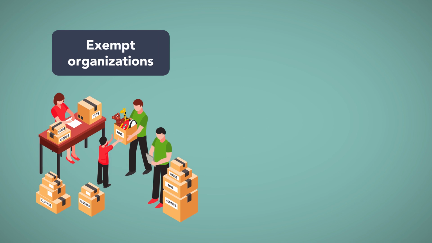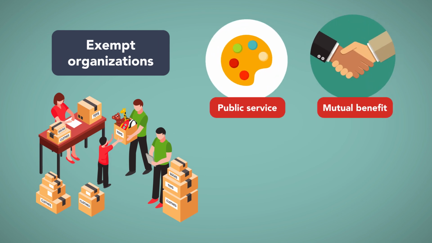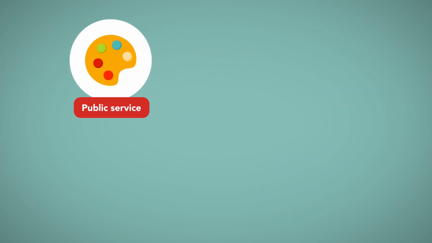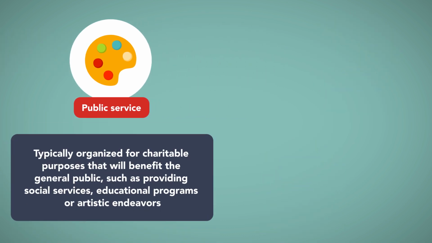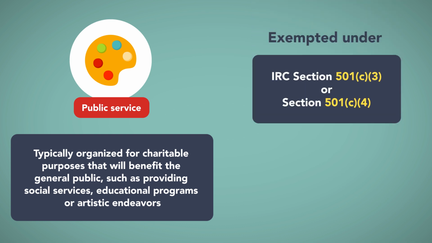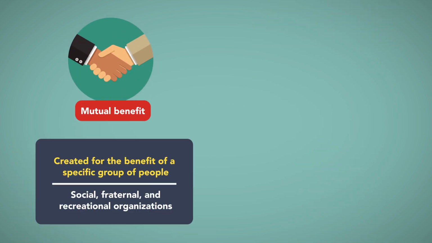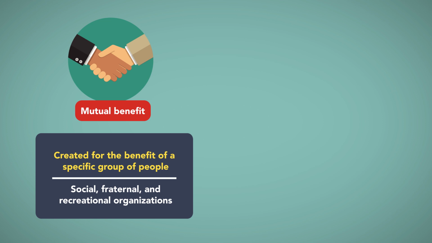Exempt organizations are generally created for public service, mutual benefit, or religious purposes. Public service organizations, the most well-known type, are typically organized for charitable purposes that will benefit the general public, such as providing social services, educational programs, or artistic endeavors. Public service organizations are generally exempted under IRC Section 501(c)(3) or (c)(4), and contributions to these organizations are deductible if certain requirements are met. By contrast, mutual benefit organizations are created for the benefit of a specific group of people.